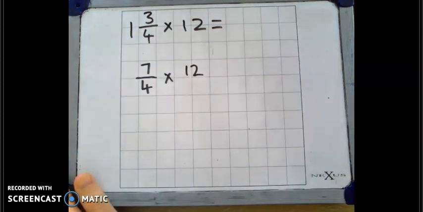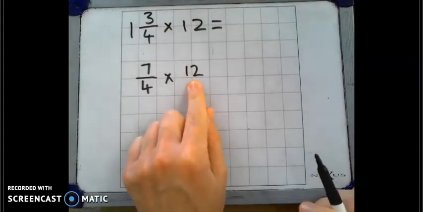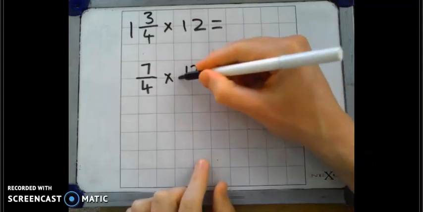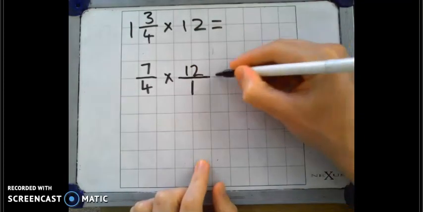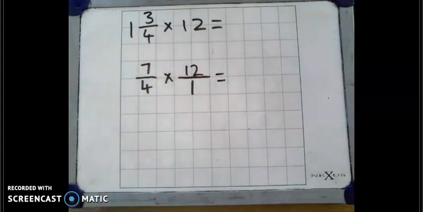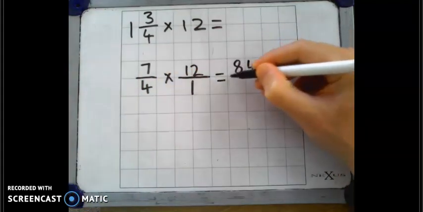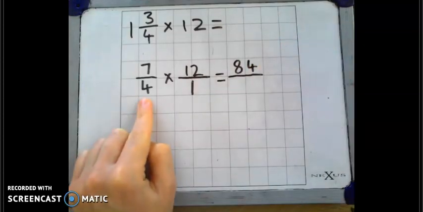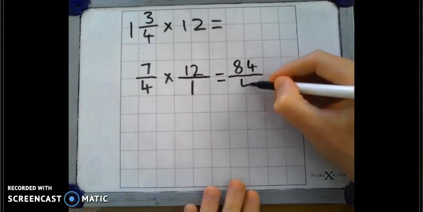Our next step is to turn this whole number into a fraction. The whole number becomes the numerator over a denominator of 1. The next step, multiply the numerators together. 7 times 12 is 84. After that, we multiply the denominators together. 4 times 1 is 4.